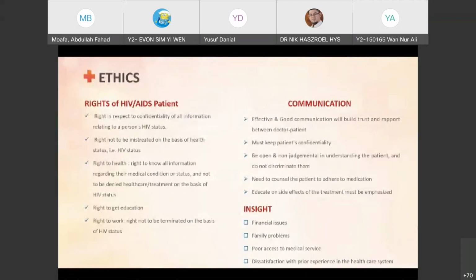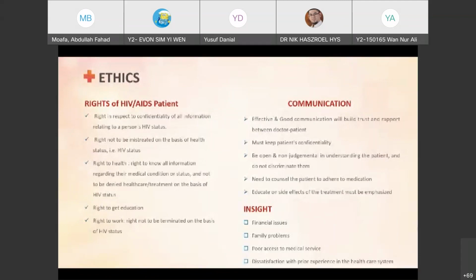And we must be open and non-judgmental in understanding the patient. And we must let the patient know that they were heard, and we need to validate their concerns before quickly responding to the issue. So doctors must speak in a proactive manner and must use words that are easy for the patient to understand to avoid any misunderstanding. So by having a good relationship between doctor and patient, this also can help the patient to continue a lifelong treatment.